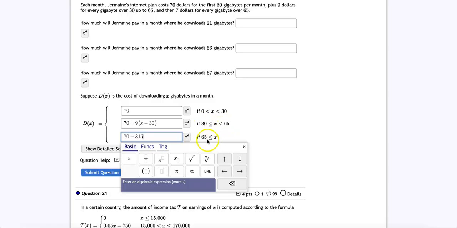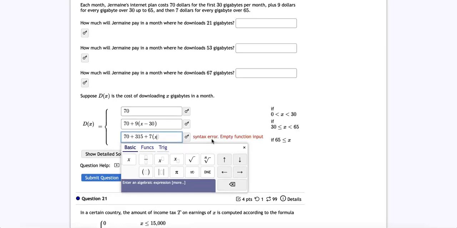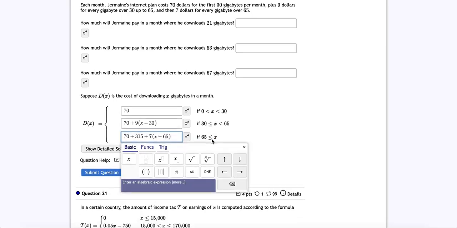Once you get up to 65 or higher, then the cost goes down to $7 per gigabyte, and it's per gigabyte over 65. So anything beyond 65 would be represented by x minus 65. That's what gets charged the $7 per gigabyte. The 315 is from the 35 gigabytes from this second range that got multiplied by 9, and then on top of that, the $70.